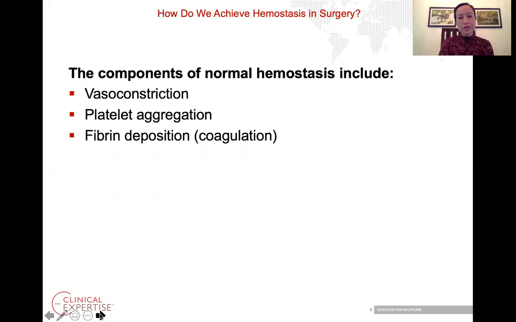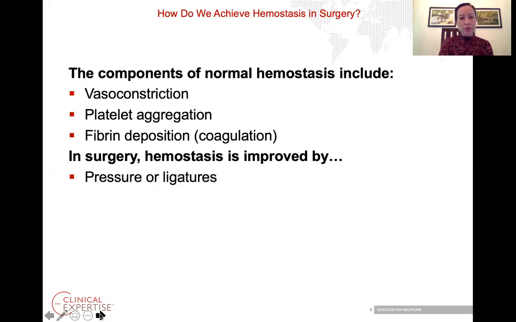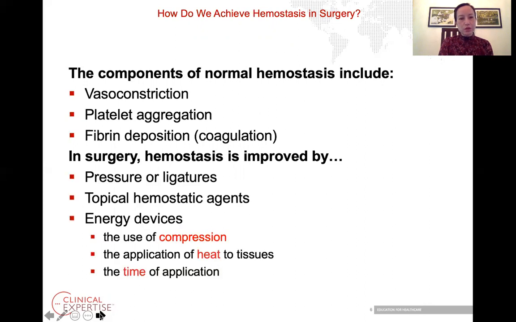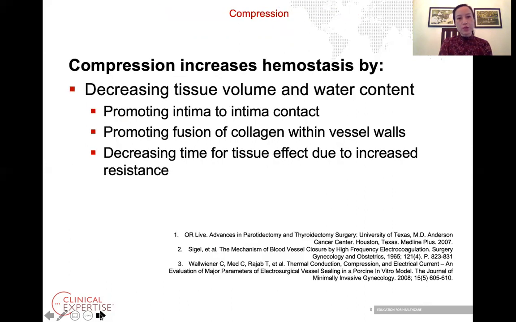The clot attracts and stimulates the growth of fibroblasts and smooth muscle cells within the vessel wall and begins the repair process that ultimately results in the dissolution of the clot through fibrinolysis. We can facilitate hemostasis by using pressure or ligatures, topical hemostatic agents, or energy devices which compress tissues and apply heat over a period of time to expedite hemostasis.